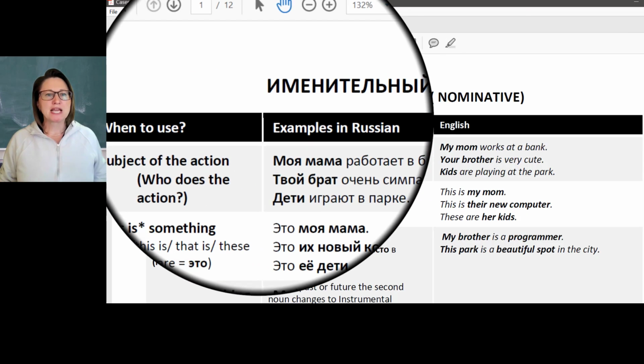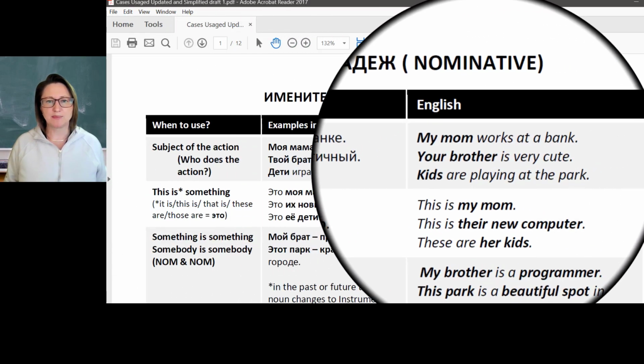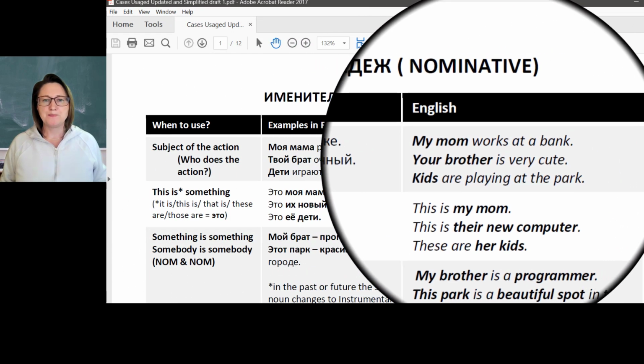Okay, let's start. So the very first one, you already know. It's the subject of the action. So whoever does the action is the subject of a sentence, and it is nominative if you translate the sentence into Russian. Let's take a look at the English examples first. My mom works at a bank. Your brother is very cute. Kids are playing at the park.